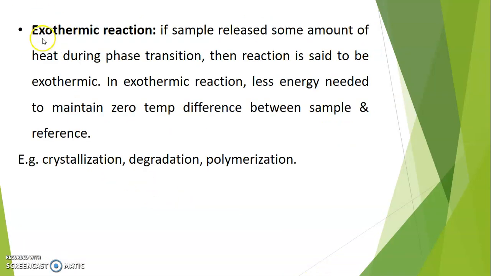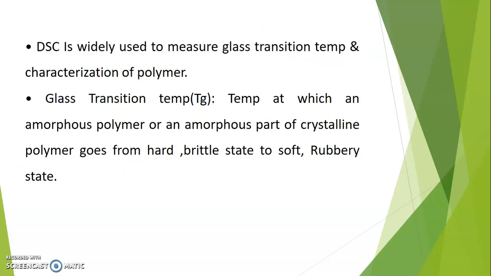Now the next part is the exothermic reaction. If the sample releases some amount of heat during phase transition, then the reaction is said to be exothermic. In an exothermic reaction, less energy is needed to maintain the zero temperature difference between sample and reference. Examples of exothermic reactions are crystallization, degradation and polymerization. So this is the principle behind the DSC method.